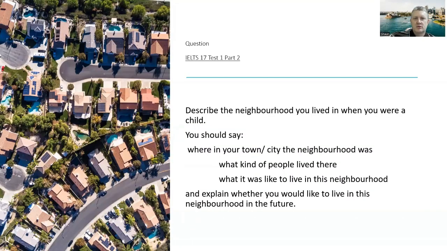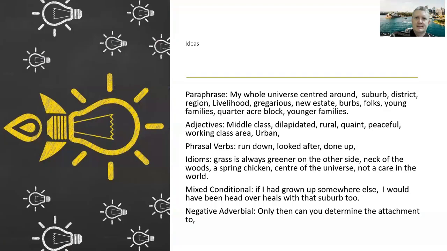So if we can go back, so instead of saying today, I'm going to talk about my neighbourhood, what you could say is something along the lines of, when I was younger, I grew up in a suburb, district, neighbourhood, or I grew up in a new estate and the people there were gregarious, or most of the people were younger families. Okay, so that gives you, you're paraphrasing already the actual question. So again, that's one of the criteria, to paraphrase in the actual exam itself.